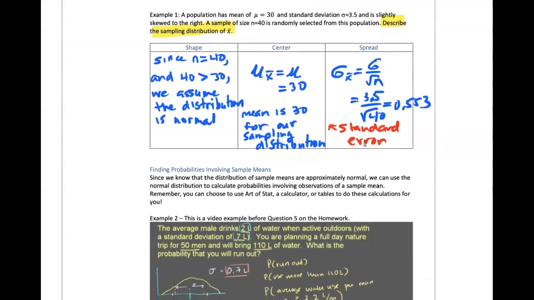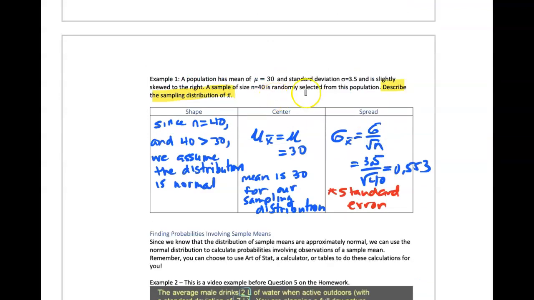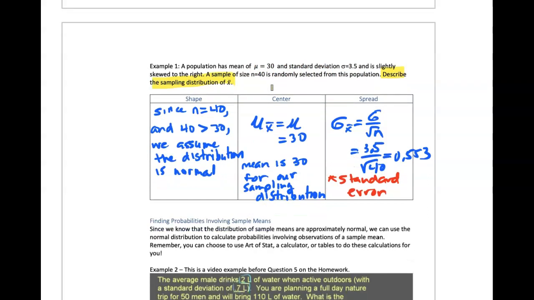Now, here's an example, just looking at describing the sampling distribution of a sample mean. We have some basic values. There's no data here. We're doing a simple example to demonstrate. If you have a population mean of 30 and a standard deviation of 3.5, and it's slightly skewed, what do we know about the sampling distribution if we did these sample means over and over again, from a population that we know has a mean of 30 and standard deviation of 3.5?